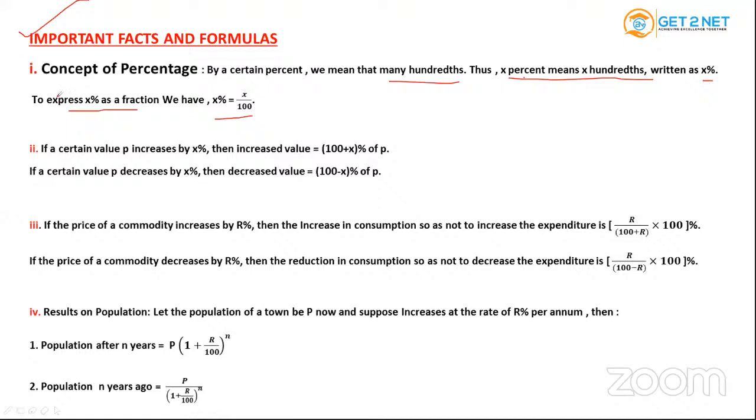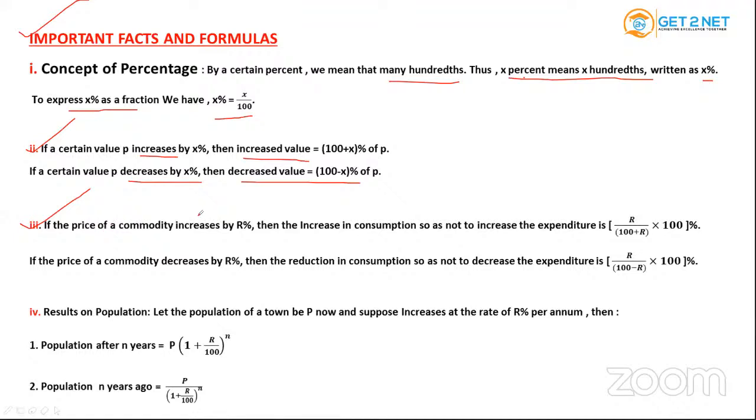If a certain value P increases by X percent, then the increased value would be (100 plus X) percent of P. This is a formula. If a certain value P decreases by X percent, then the decreased value equals (100 minus X) percent of P. The same goes for point 3, another formula.